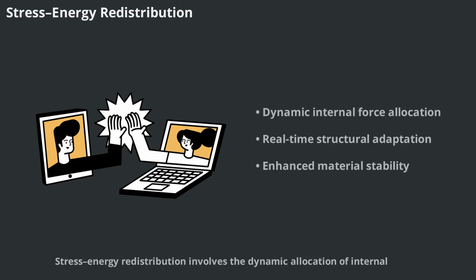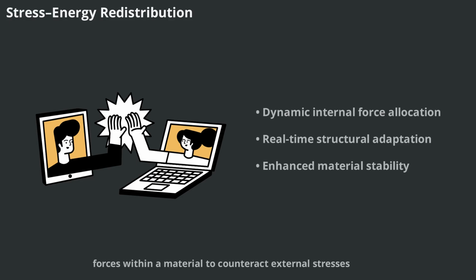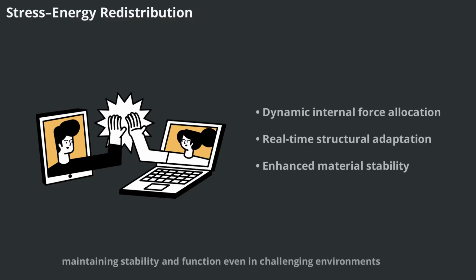Stress energy redistribution involves the dynamic allocation of internal forces within a material to counteract external stresses, such as gravity. By modulating the polariton field and structural parameters, materials can adapt their internal structure in real time, maintaining stability and function even in challenging environments.